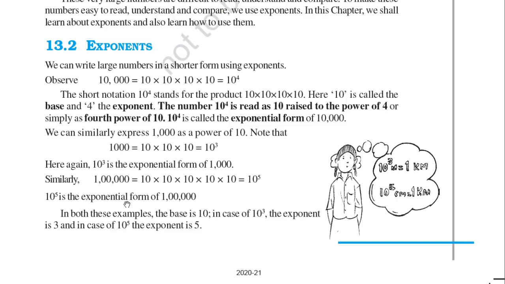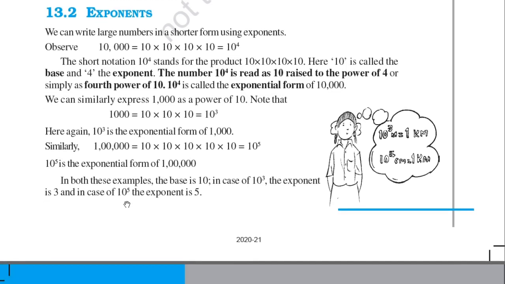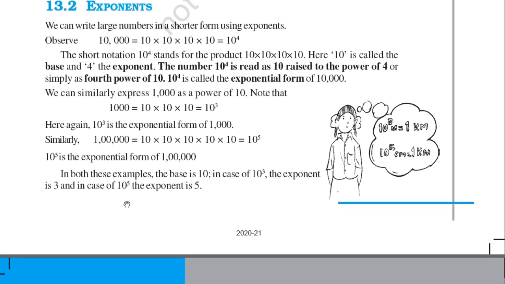So observe this. We can write 10,000 is equal to 10 into 10 into 10 into 10, which is 10 to the power 4. The short notation 10 to the power 4 stands for the product of 10 into 10 into 10 into 10. Here 10 is called the base and 4 is the exponent. So you can see this 4 is called the exponent and 10 is the base. The number 10 to the power 4 is read as 10 raised to the power 4 or simply as 4th power of 10. 10 to the power 4 is called the exponential form of 10,000.